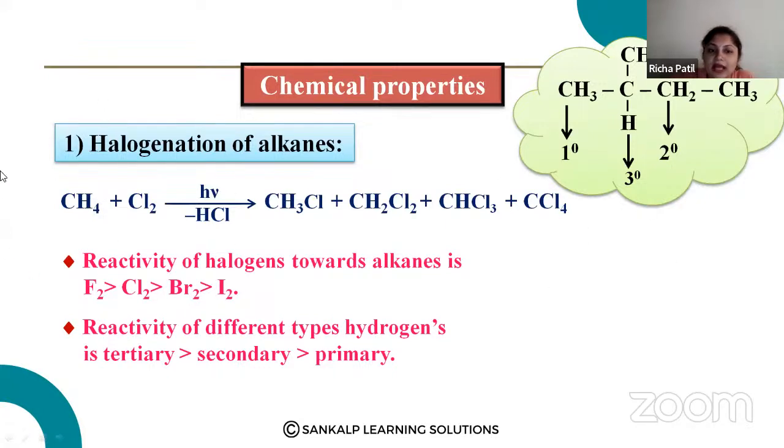So, halogenation of alkane. Here you can see, what do you mean by primary carbon? Look at this methyl group. This methyl group is attached to only one carbon, so it is called a primary carbon.